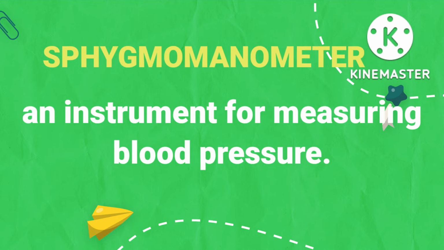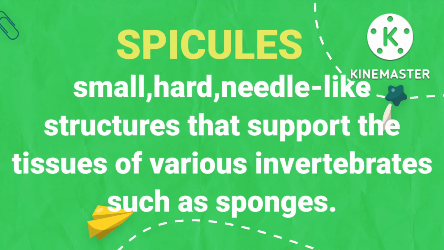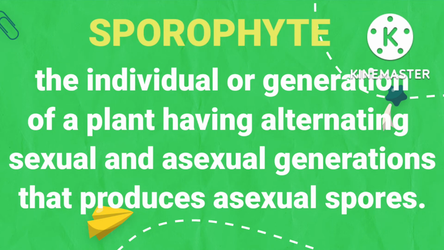Sphygmomanometer. An instrument for measuring blood pressure. Spicules. Small hard needle-like structures that support the tissues of various invertebrates such as sponges. Sporophyte. The individual or generation of a plant having alternating sexual and asexual generations. It produces asexual spores.